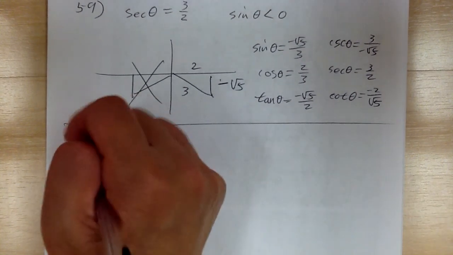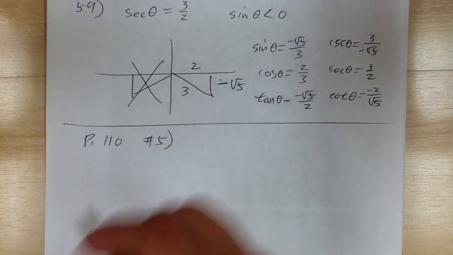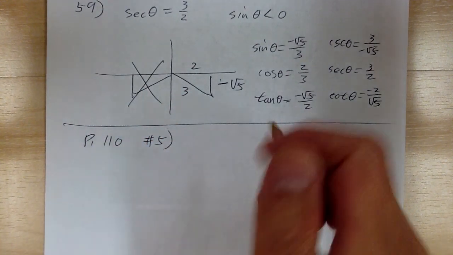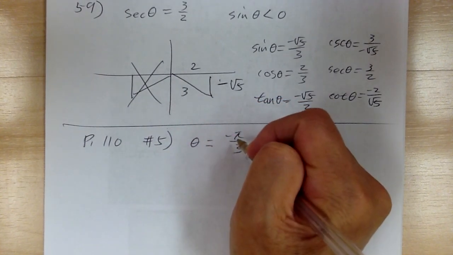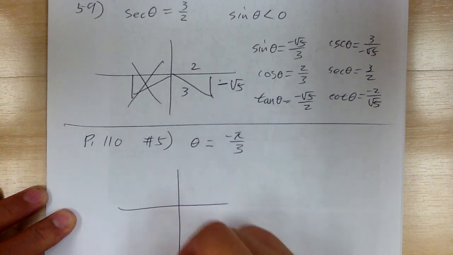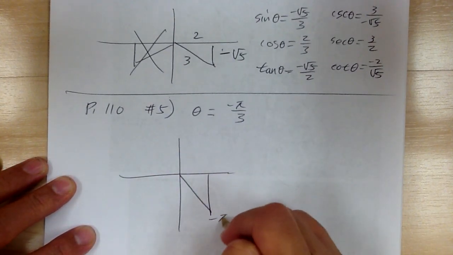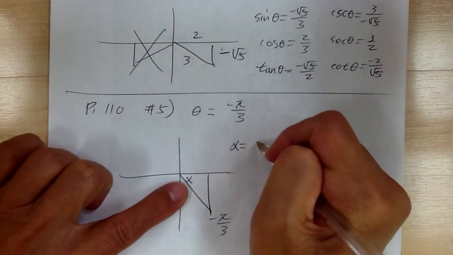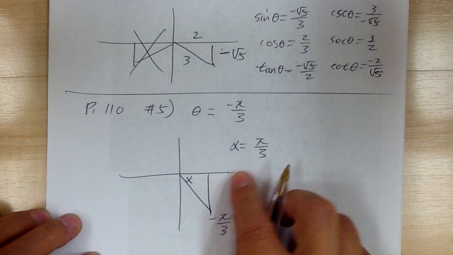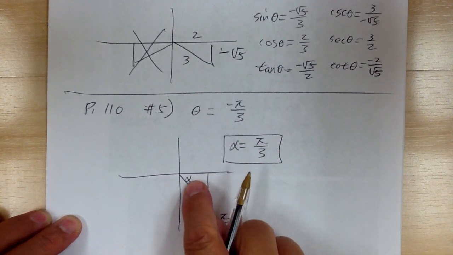Okay, let's go to page 110, number 5. You have theta equal to negative pi over 3, and you're looking for the reference angle. So you draw your triangle. Negative pi over 3 is right over here. That's your negative pi over 3. Now, the reference angle is this angle right over here. So alpha, in this case, will be pi over 3. Your reference angle is always positive, and it's always this angle over here.